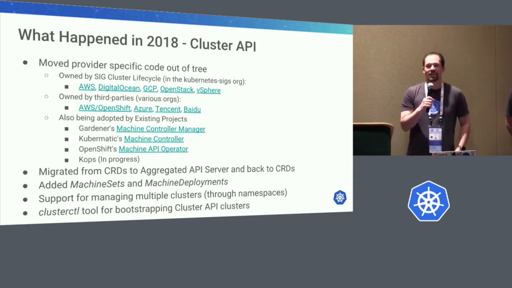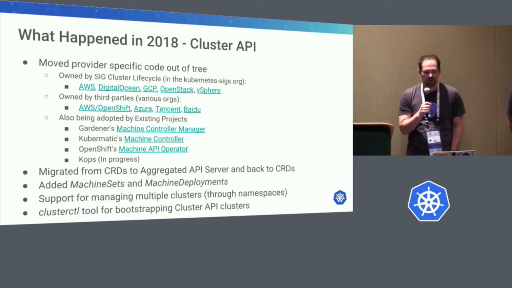Over the past year, we've done things like migrate from CRDs to aggregated API servers and then back to CRDs, which is a little bit humorous. So we spent a lot of time going back and forth, but CRDs have come a long way and are really the right way, I think, to go forward. They allow us to do things like easily adopt existing clusters, have better integration into tooling that already exists.